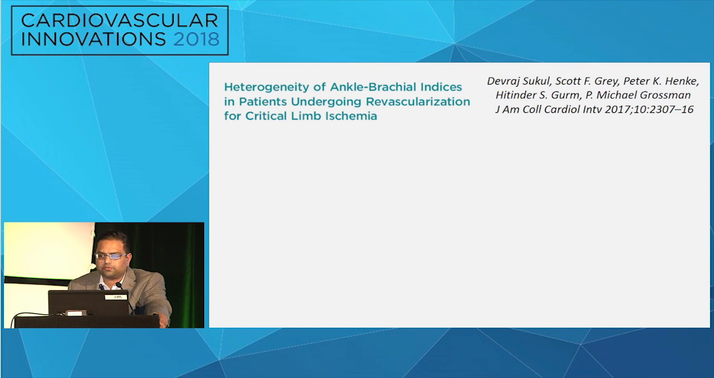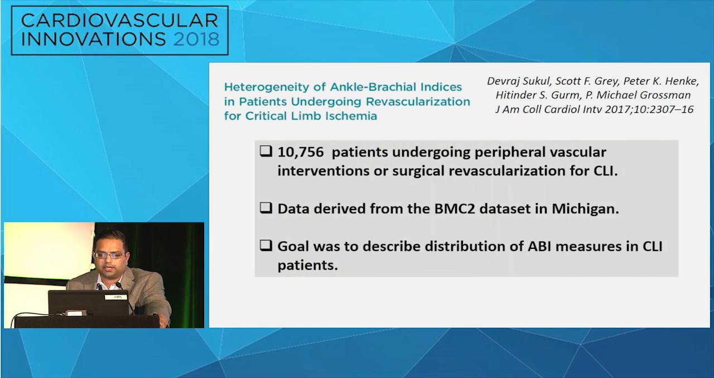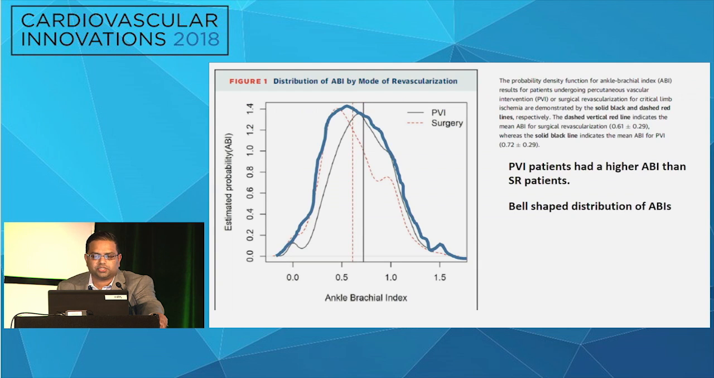So the first study is from Michael Grossman's group at Ann Arbor, 10,000 patients undergoing endovascular or surgical revascularization. They surveyed the Blue Cross Blue Shield registry in Michigan, and their goal was basically very simple: to describe the distribution of ABIs in a CLI population.